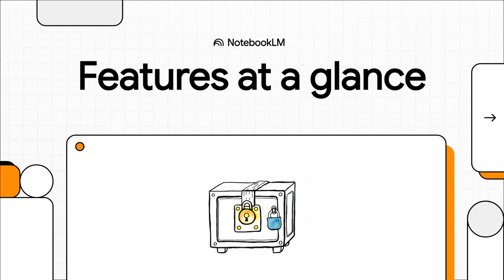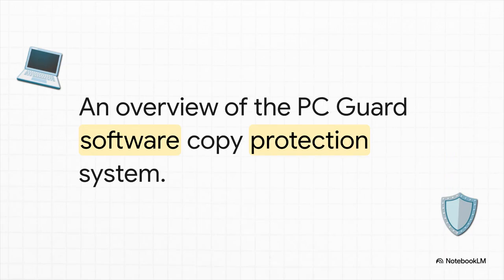If you're a developer thinking about how to protect your software, you've come to the right place. We're about to do a technical breakdown of the key features inside the PC Guard copy protection system. So, what's the plan for this explainer? We're going to give you a straightforward, no-fluff overview of the main features you can use to protect and license your applications. Our goal here is to give you a really clear map of what's possible.